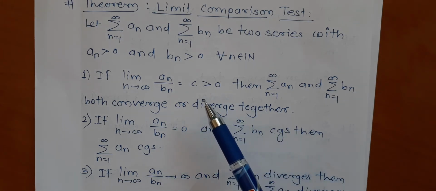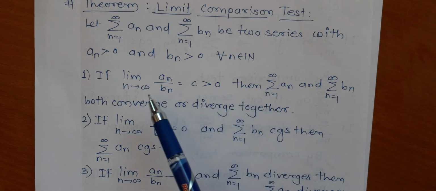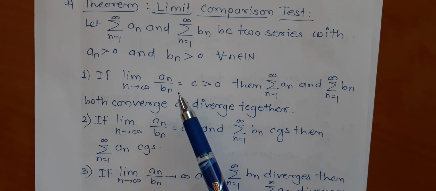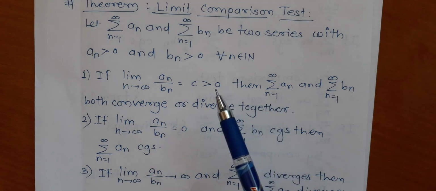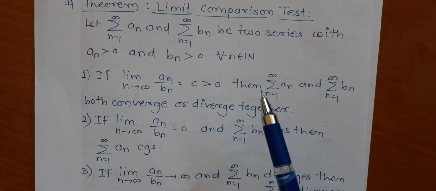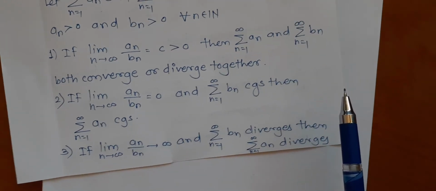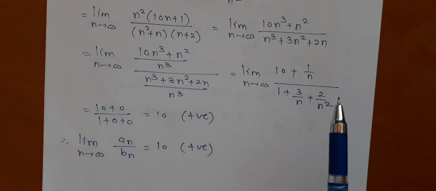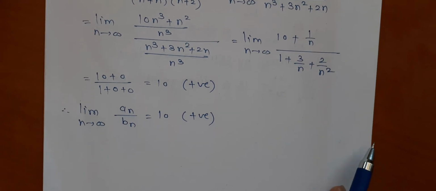Here in this example we have got a positive real number. So that means we have to follow case number 1. What does case number 1 say? When you get a positive real number, both series converge or diverge together. That means either both of them are convergent or both of them are divergent.